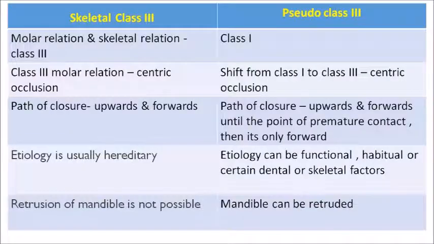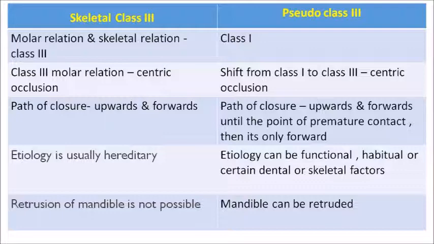So now coming to discussions about class 3 malocclusions. Class 3 malocclusions are one in which the lower molars are mesially positioned, and skeletal class 3 relationships will be evident as either retrognathic maxilla, prognathic mandible, or a combination of the both.